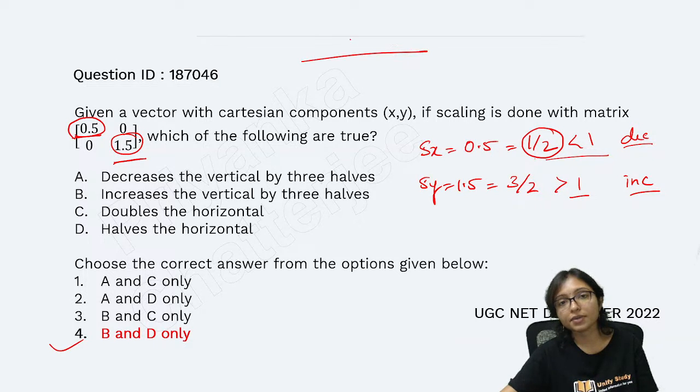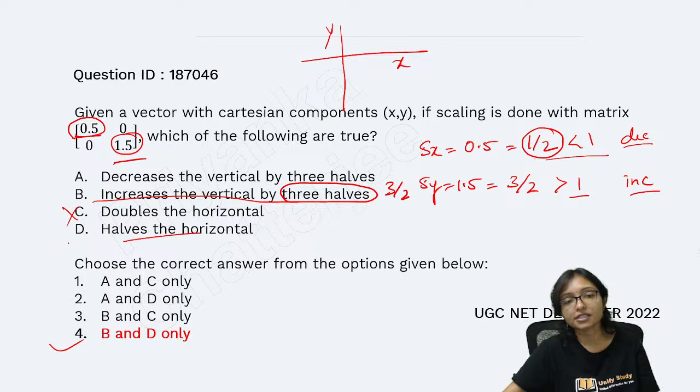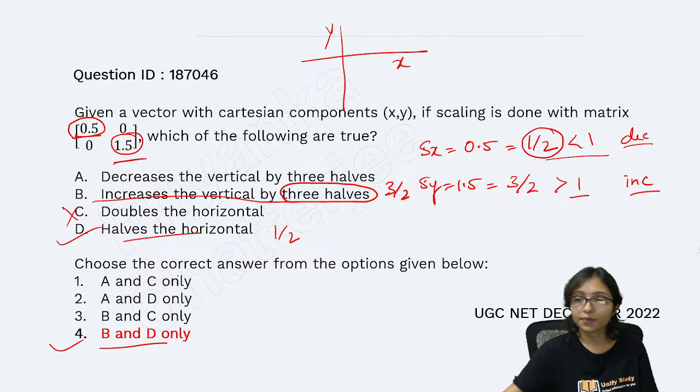So horizontal means x, vertical means y. This is a horizontal line, this is a vertical line. So vertically it will increase by 3 half, which means 3 by 2. Double horizontally, that is wrong. Half horizontally, that is correct. Horizontally, along the x-axis, it is half. So that's why your answer will be B and D.